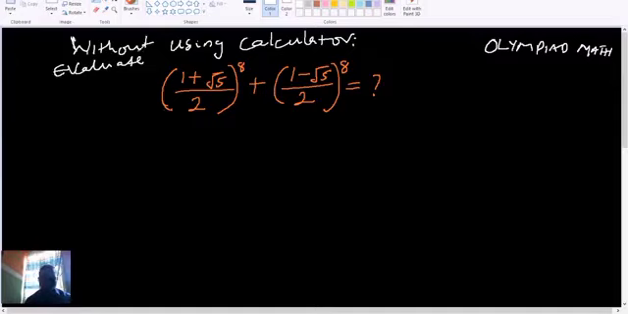If you see something like this, say without using a calculator, evaluate this. So if you want to evaluate this one, how are you going to do it? Let's look at it together. When you see something like this, you think about expansion, because you are not to use a calculator. So you think about expansion.